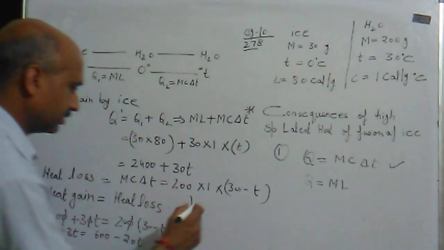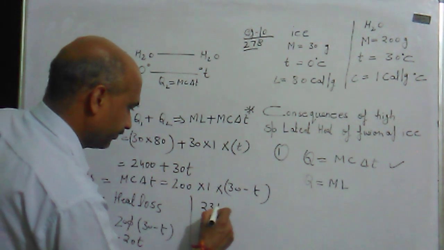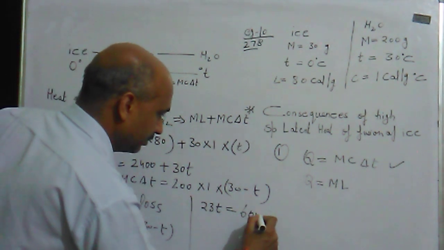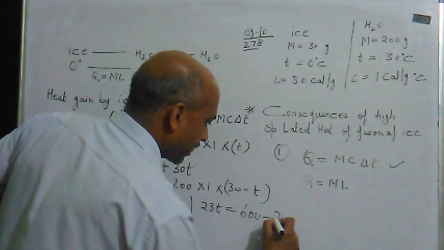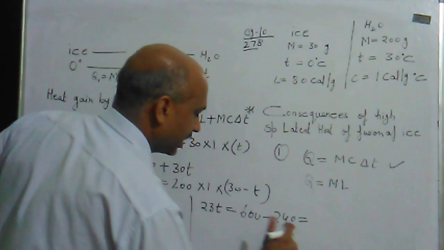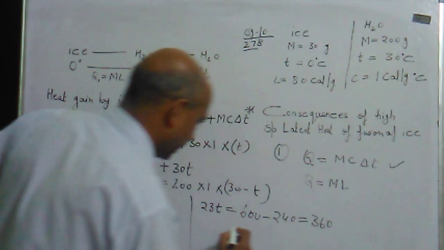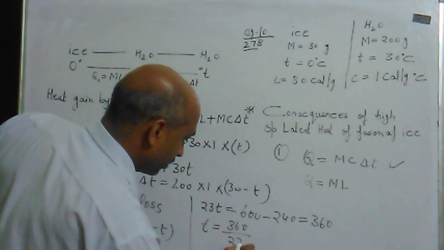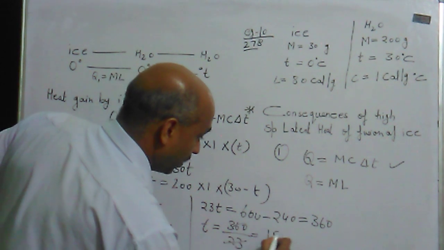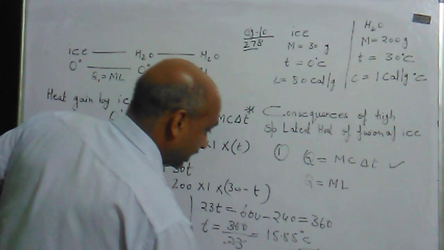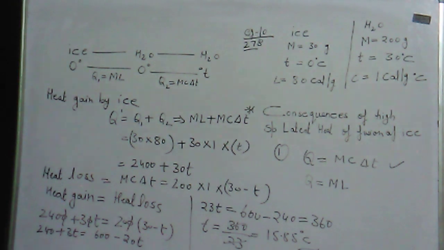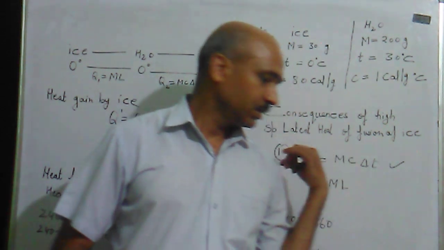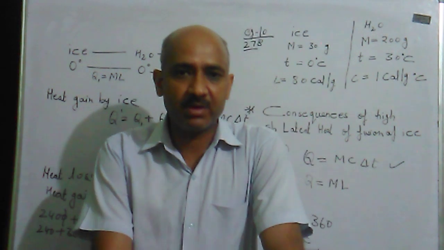20 को शिफ्ट किया इधर, so it become 23T और उसको शिफ्ट किया इधर, तो 600 माइनस कितना 240, तो माइनस किया तो हाउ मच वी आर गेटिंग, माइनस करके 360 वी आर गेटिंग. सो T इक्वल्स टू 360 अपॉन 23, काटेंगे इसको, सो वी गेट 15.85 डिग्री सेल्सियस. सो दिस इज द temperature. This is the final temperature of the mixture. That means when we mix water with the ice, the final temperature will become this much.